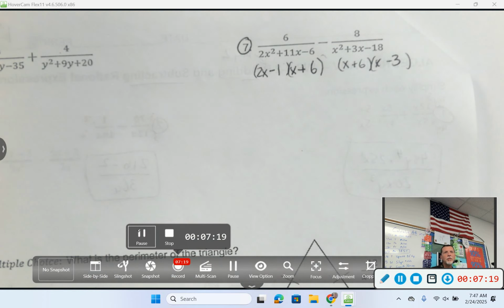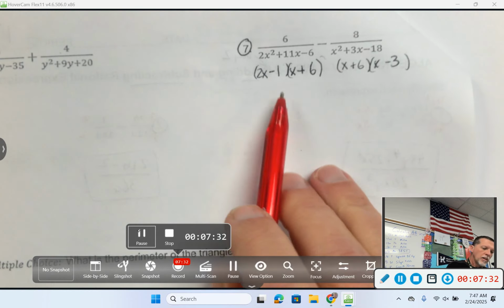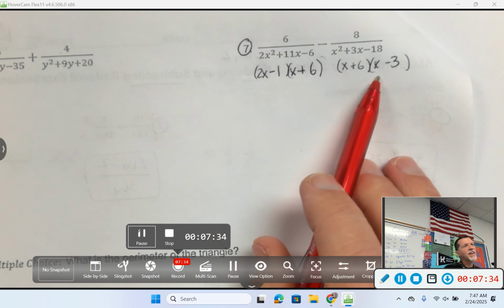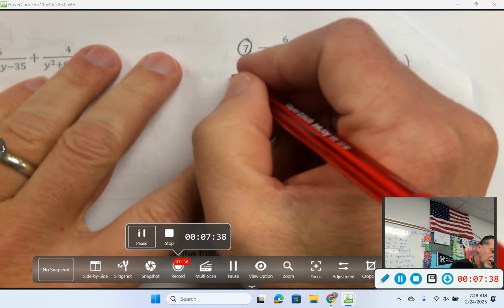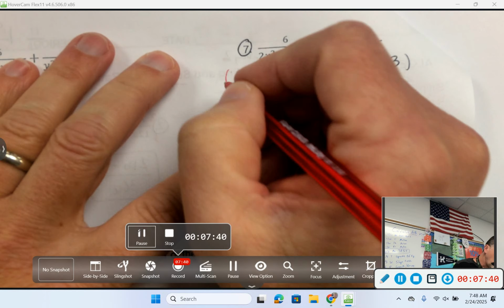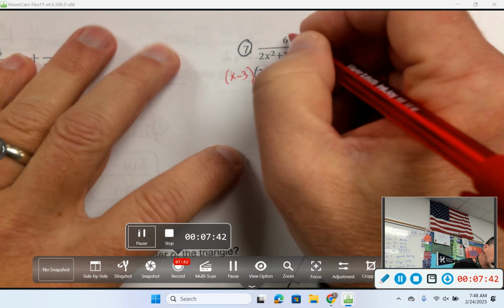And as usual, but not always, they share one thing in common. That way our life is a little bit easier here. So they already have an x plus 6 in common. I just got to make the rest of it match. So first kid looks over at second kid and says, that's not fair, I want an x minus 3. x minus 3, top and bottom.